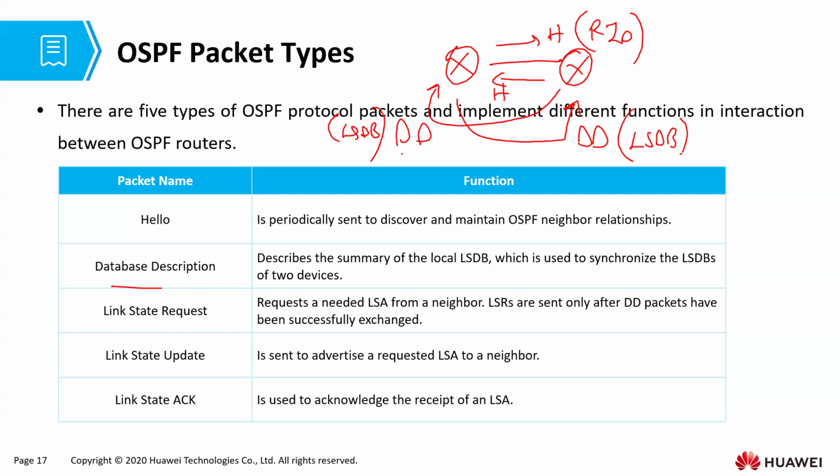Then pachaitwa comparison ye LSDB iri nere parouter panapa, iri nere parouter panapa. Ndo panoonekwa kunzi what's missing. That's where synchronization starts. Kana pane anything chiri missing, we have another packet which is called the link state request. It requests a needed LSA from a neighbor. LSRs are sent only after DD packets have been successfully exchanged.